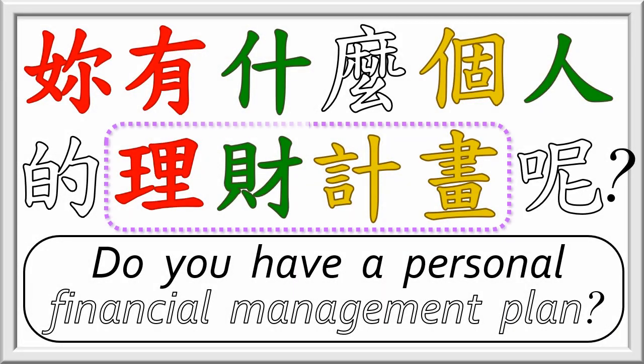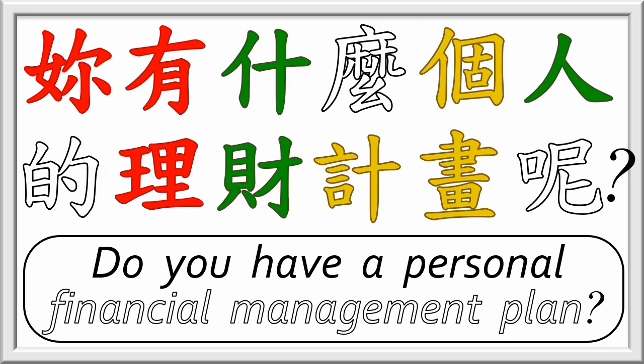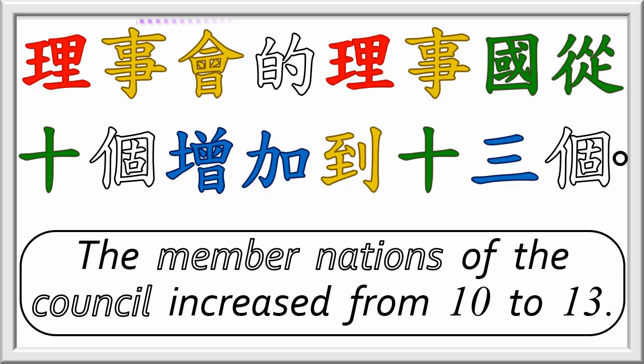理财 means to manage one's finances. 你有什么个人理财计划呢? Do you have a personal financial management plan? 理事 is a member of a council, literally, a manager of official business. A 理事会 is the council or board of directors itself. 理事会的理事国从10个增加到13个. The member nations of the council increased from 10 to 13.